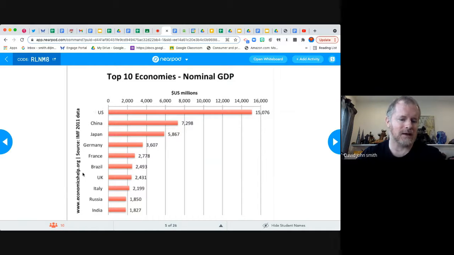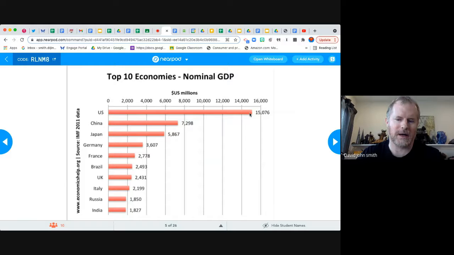So if we have a look here, these are all the countries down here. It is from 2011, so it's a bit old, right? And then it's the top 10 economies. So these are the biggest economies in the world with regards to what's called nominal GDP. We're going to come back to this idea about nominal in a minute. But if we just have a look at the data first off, things that immediately stand out on the page for you.